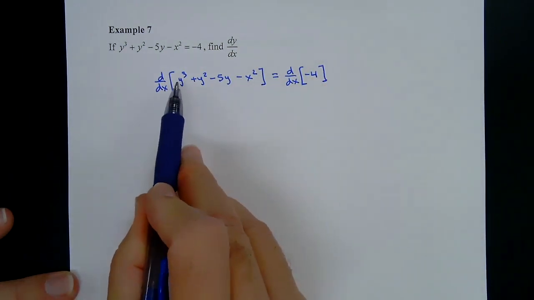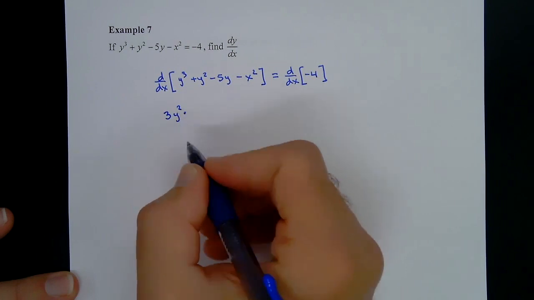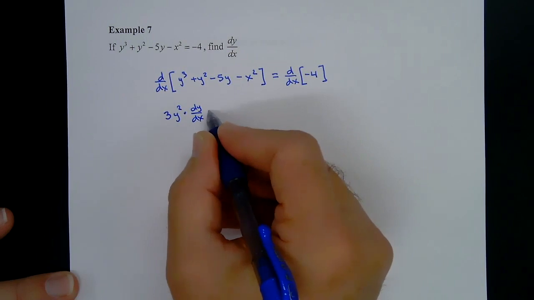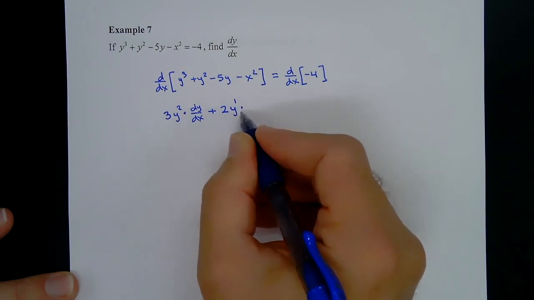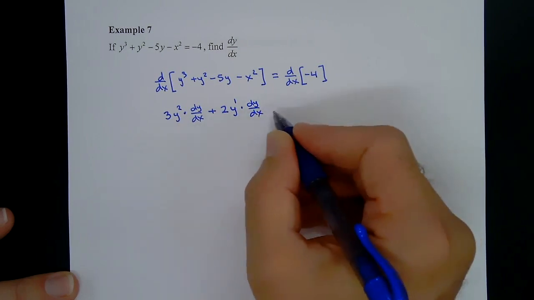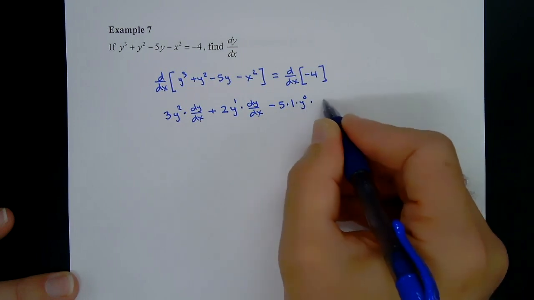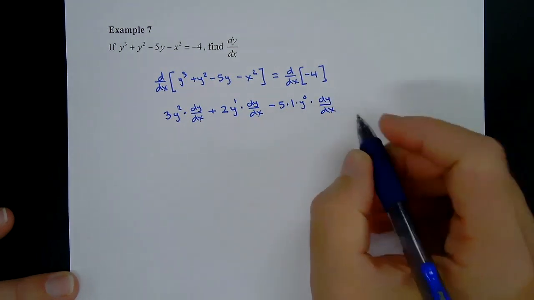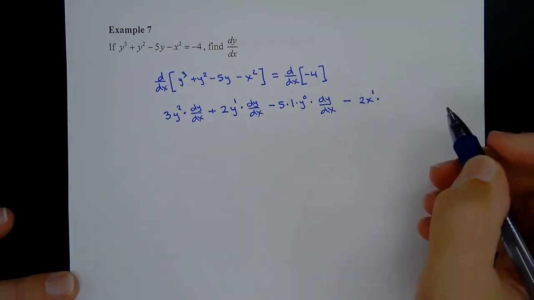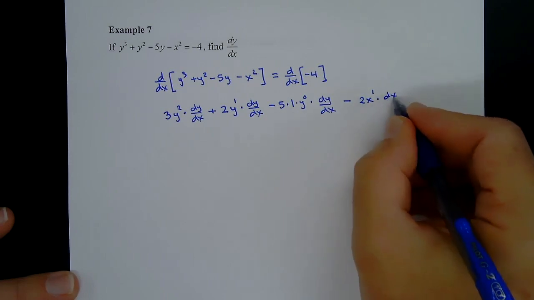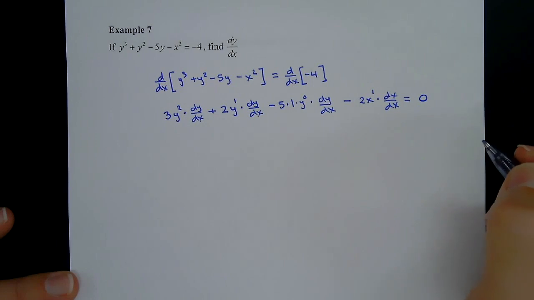Okay, so we're going to have to apply the power rule to this. So this would be 3y squared times the derivative of this y with respect to x, so dy over dx, plus 2 times y to the first times, and again, the derivative of the inside function with respect to x, which becomes dy over dx, and then minus 5 times 1 times y to the 0 times the derivative of this inside function, which is dy over dx, and then minus 2x to the first times now the derivative of the inside with respect to x, which would be dx over dx, and that's equal to, and the derivative of a constant is always just 0.